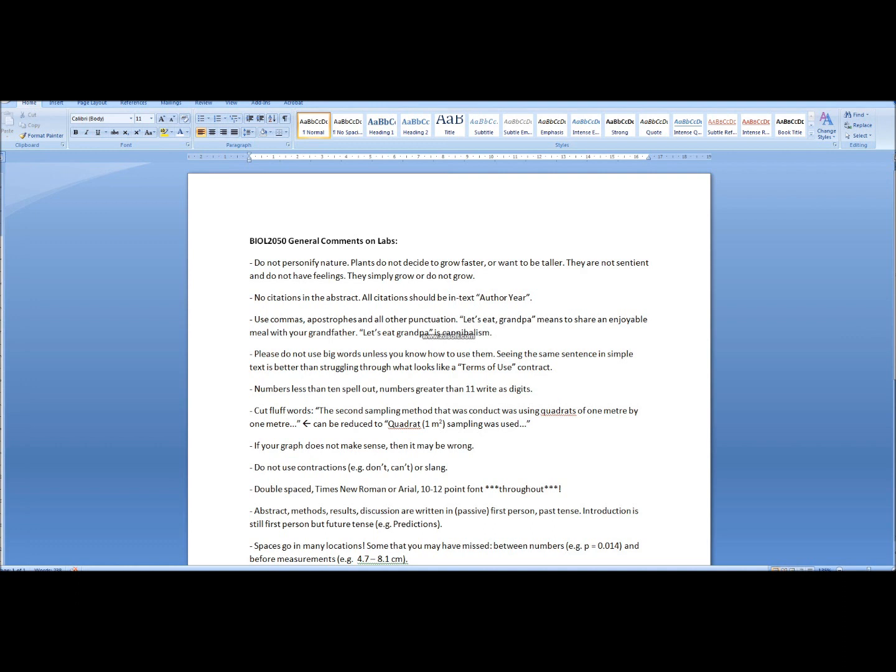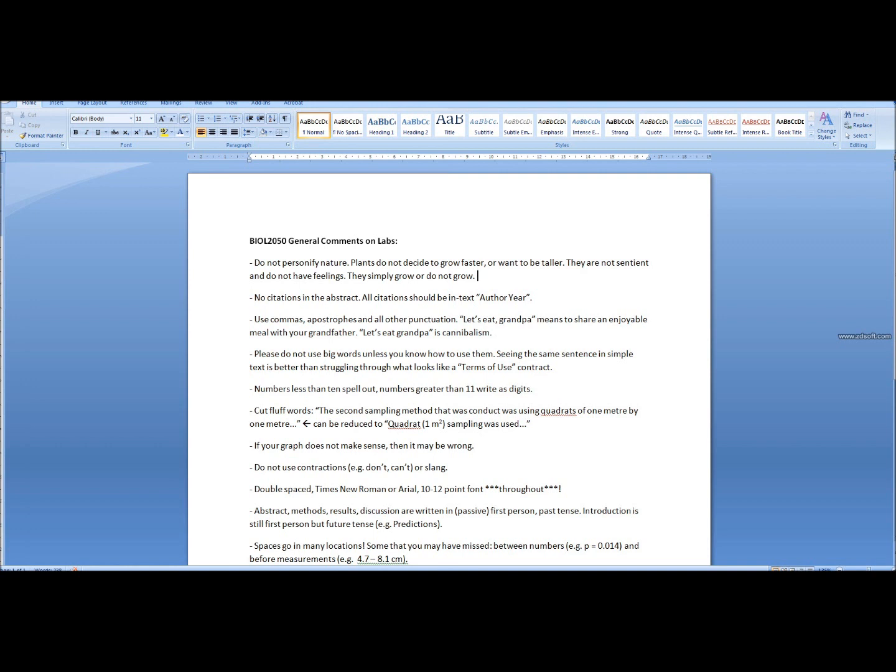So the last little bit I want to cover is some general comments on labs that I like to discuss. Here are some common issues that might have come up that might be better if you didn't do them in the future, more or less. The first one is do not personify nature. Plants do not decide to grow or wish to be taller. They are not sentient and they don't have feelings. They simply grow or do not grow.